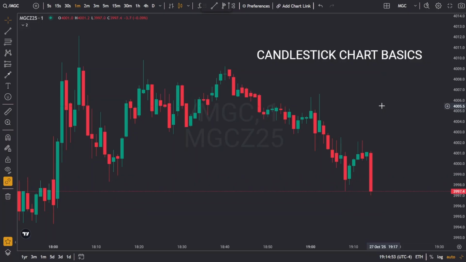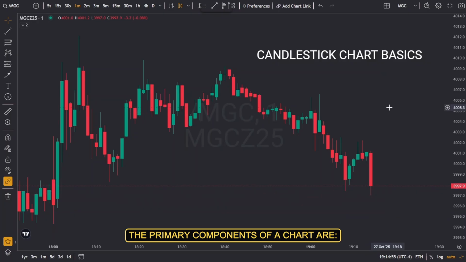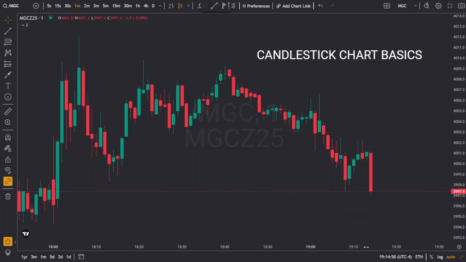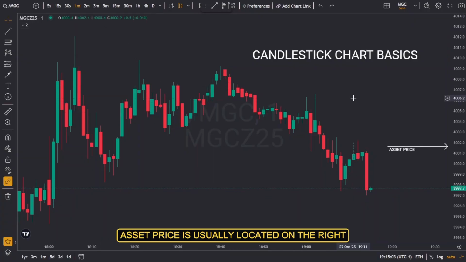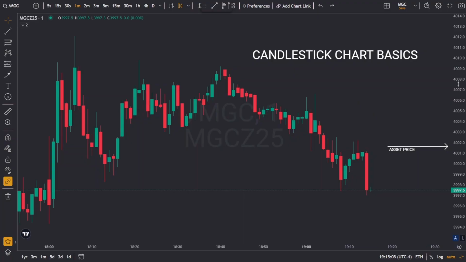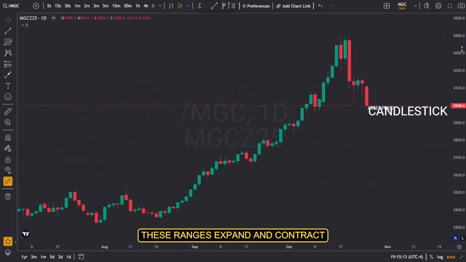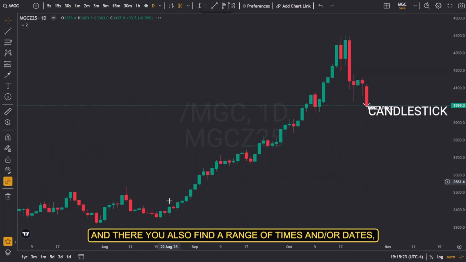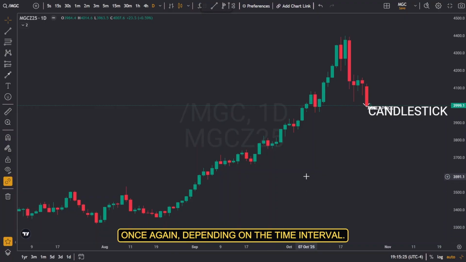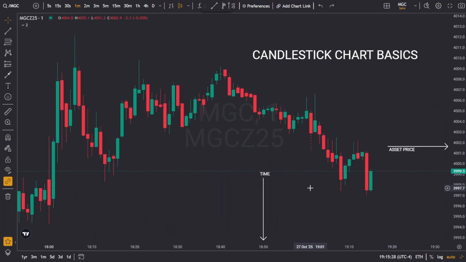Back to the charts. The primary components of a chart are asset price, time frame, and candles. Asset price is usually located on the right vertical axis of the chart, where you will find a range of prices. These ranges expand and contract depending on the time frame you're using. Time is located at the bottom horizontal axis, and there you also find a range of times and/or dates, once again depending on the time interval.